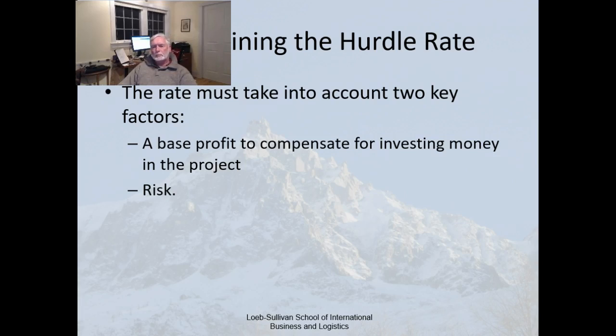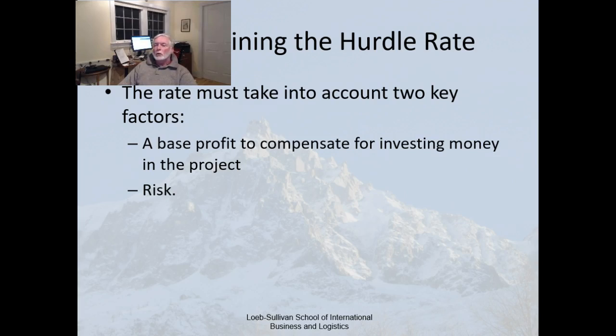Well, you need to know what I need to earn for investing money in a project. And we talked earlier a little bit about weighted average cost of capital. That's one way to look at what I need to earn. If my capital costs 8%, then I need to earn more than 8% in order to invest in a project. So we might use a hurdle rate that is based on weighted average cost of capital.